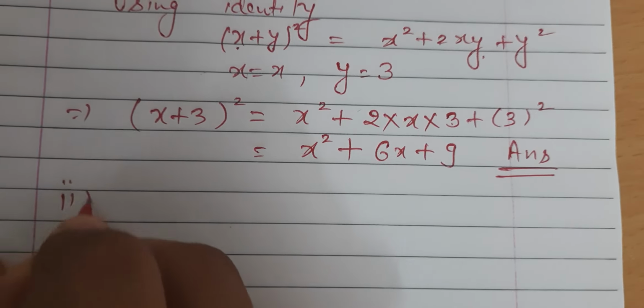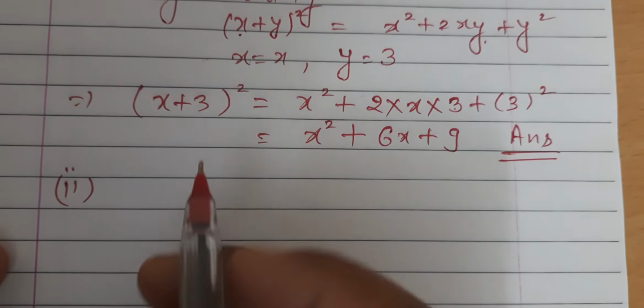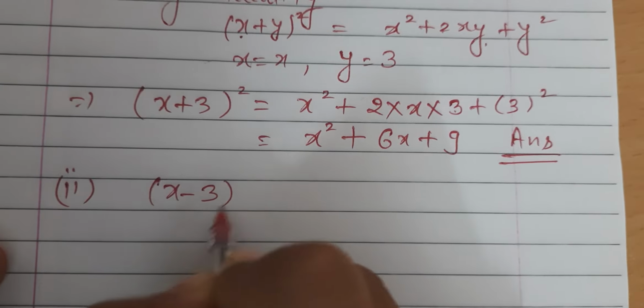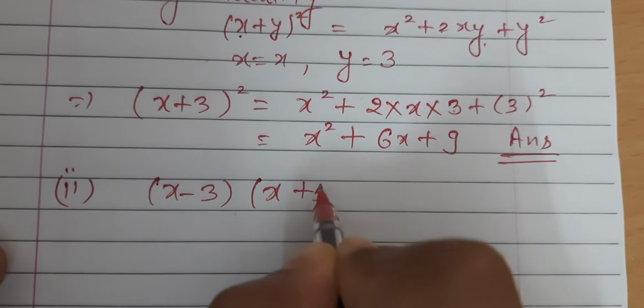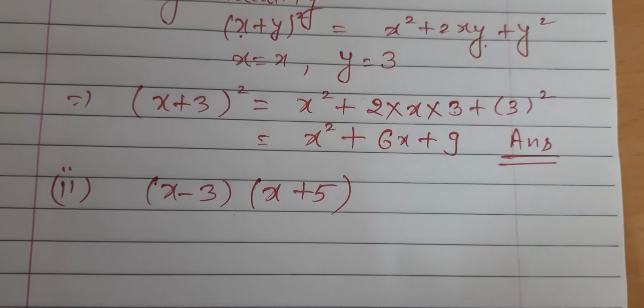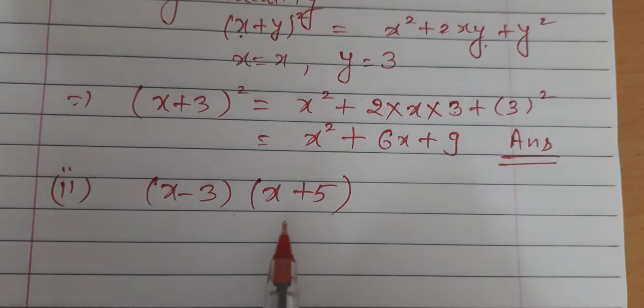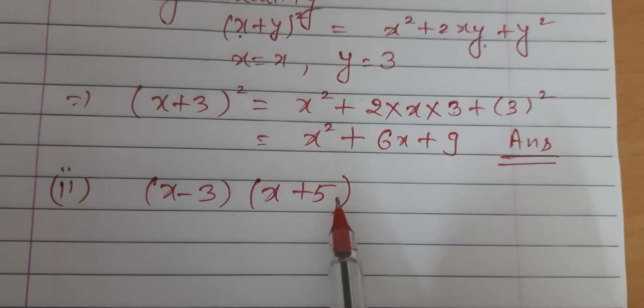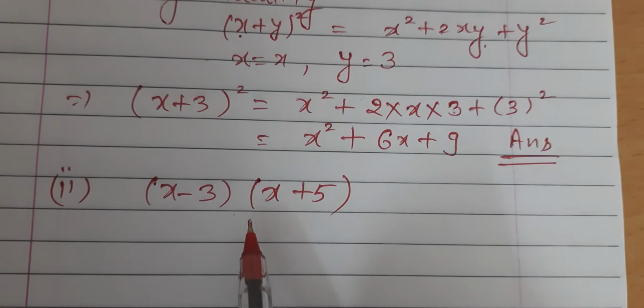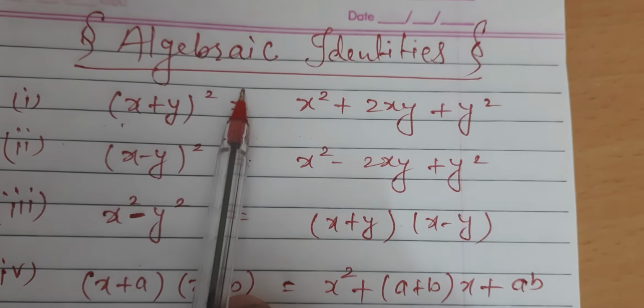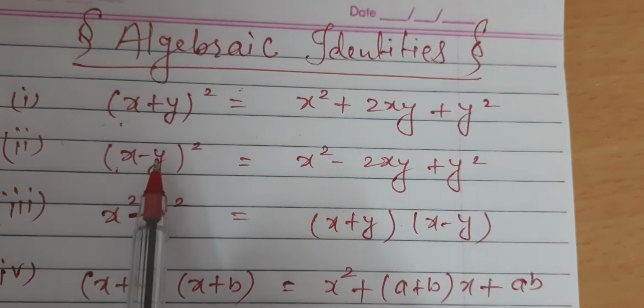Now let us take the second one. Now we have to multiply (x minus 3) and (x plus 5). In the previous question we had (x plus 3) multiplied by (x plus 3), so this could be written as (x plus 3) the whole square. But here we cannot write this in a whole square form. So we cannot use the first identity, (x plus y) the whole square. We also cannot use the second identity, the whole square.